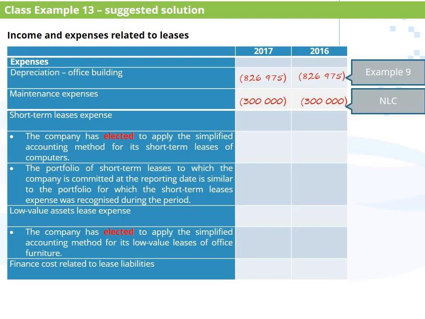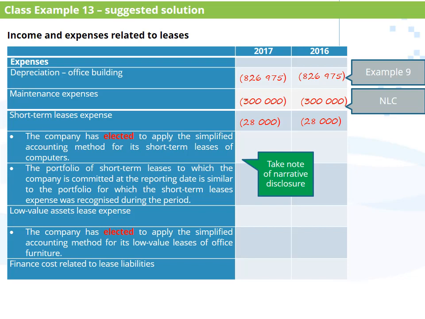The next one is short-term leases. Now remember, in this example, they told us that there were short-term leases of 28,000 Rand, and that was the actual expense, the straight line amount. Okay, and take note of the narratives that have been disclosed here. The company has elected to apply the simplified accounting method for its short-term leases of computers, right? So remember, this is an election that the lessee can make and doesn't have to follow the general lease accounting requirements.